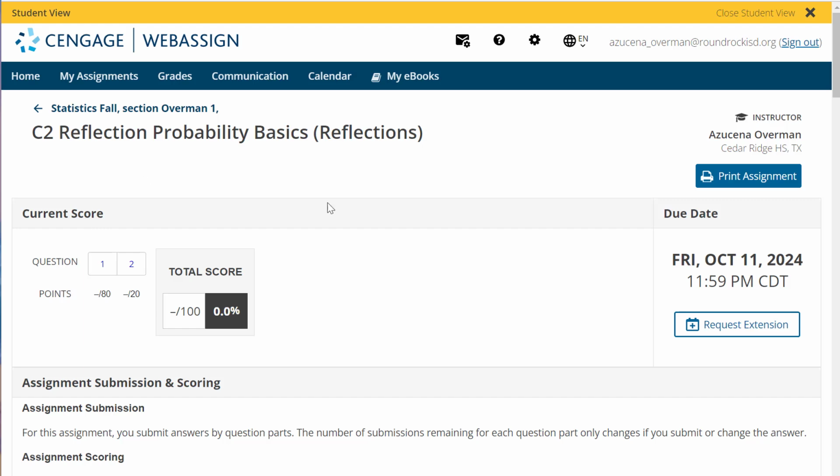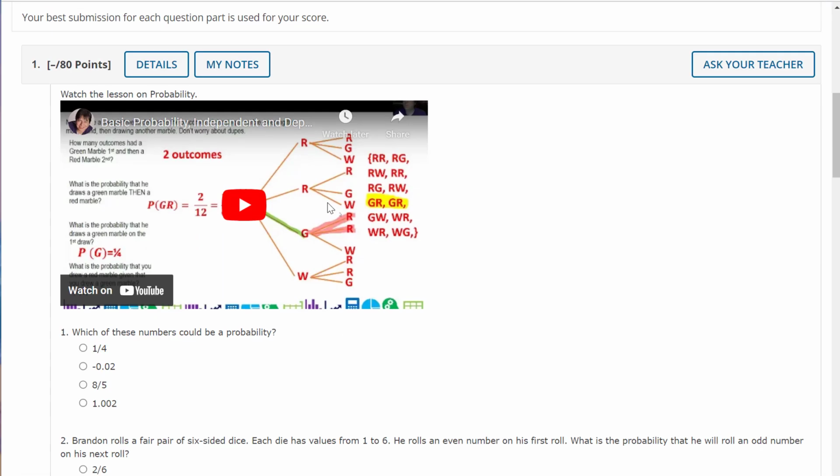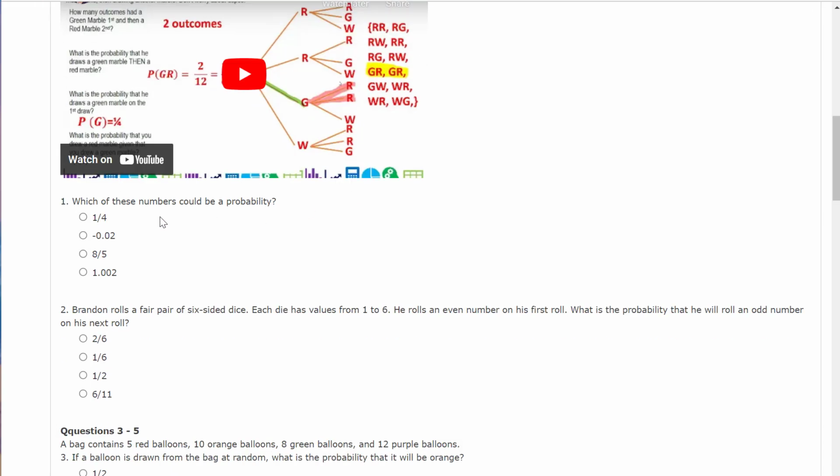Okay, so now we're getting to some probability basics. And let's start with this question. Number one, which of these numbers could be a probability? It has to be a number between 0 and 1.